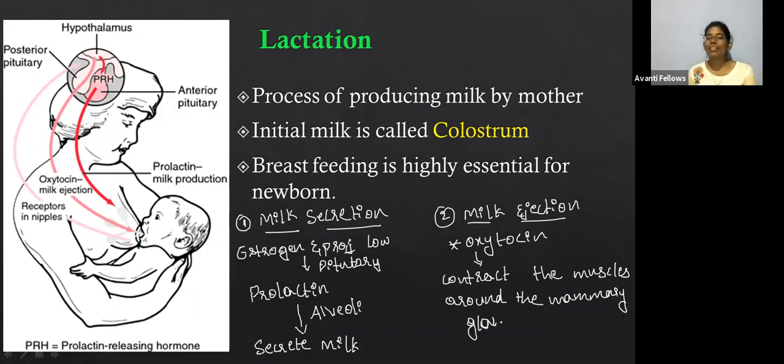Okay, sometimes the milk ejection can also be emotional. How? If the baby starts to cry, then that can trigger the brain, or the pituitary gland, and the oxytocin can be released, and that oxytocin contracts the muscles around the mammary gland, and ejection of milk takes place. Or if the baby suckles the nipple, then also the oxytocin is released and the milk is ejected. Okay, this is how the lactation takes place.